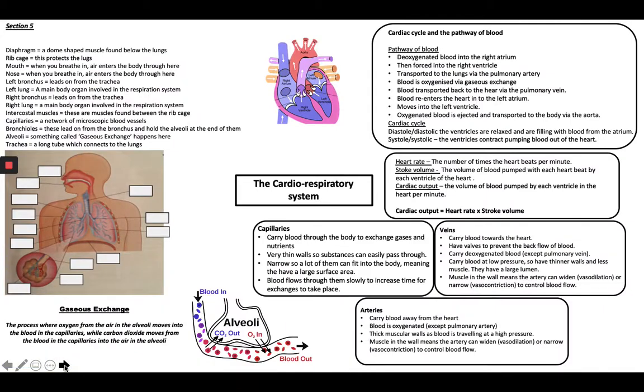If we go to the second page, this now is looking at the cardiorespiratory system. The top left, you have a number of definitions. So for the diaphragm, rib cage, mouth, nose, and so on. Use them and the definitions to have a go at labelling the diagram below, so where everything is. Below that is a definition for gaseous exchange.